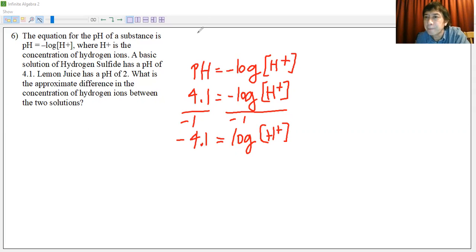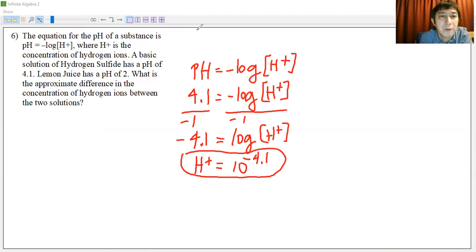Now, this is a common logarithm, base 10. So taking the exponential form, remember there's a base 10 there, only we don't write that anymore. But taking the exponential form, this means the concentration of hydrogen ions, H plus, is equal to 10 raised to negative 4.1 there. And that goes for the hydrogen sulfide.